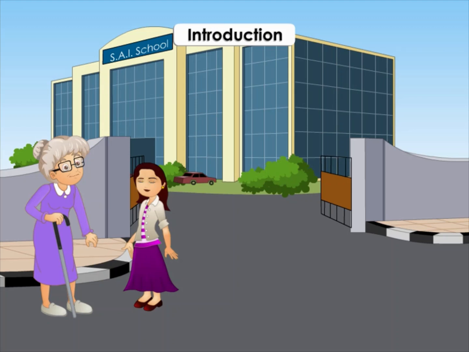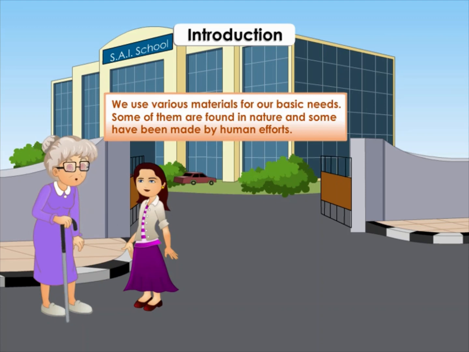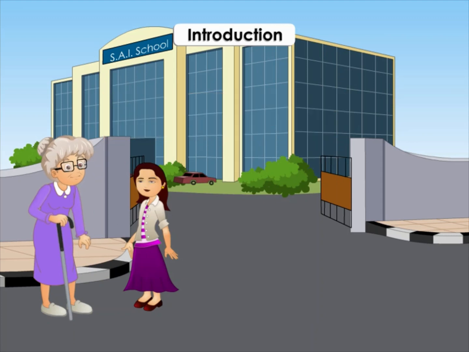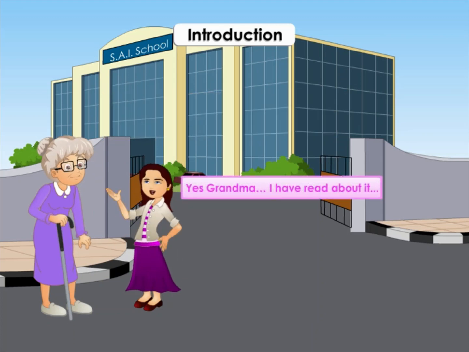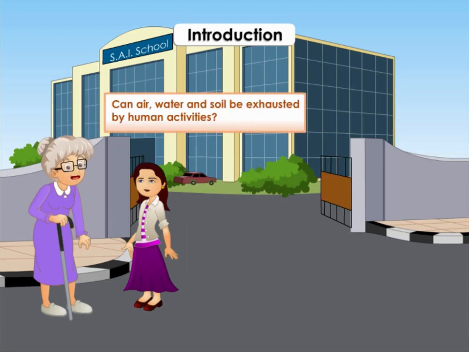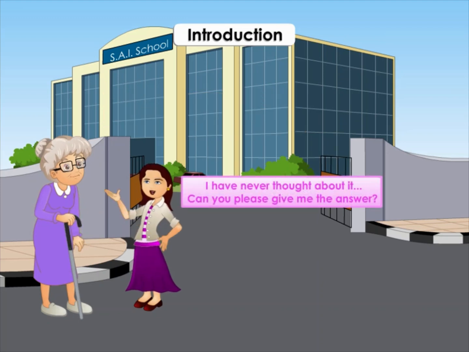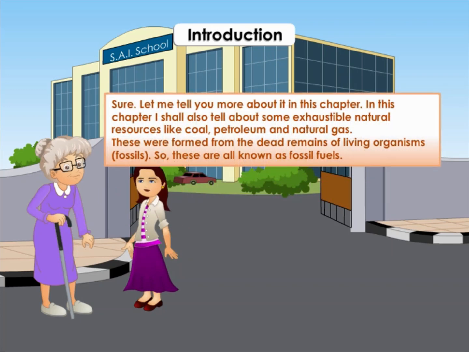Sheila was talking to her grandmother about food. We use various materials for our basic needs. Some of them are found in nature, and some have been made by human efforts. Yes, Grandma. I've read about it. Can air, water, and soil be exhausted by human activities? I've never thought about it. Can you please give me the answer? Sure. Let me tell you more about it in this chapter.